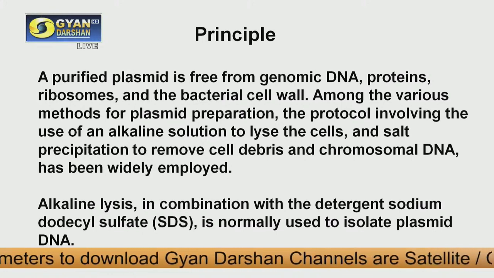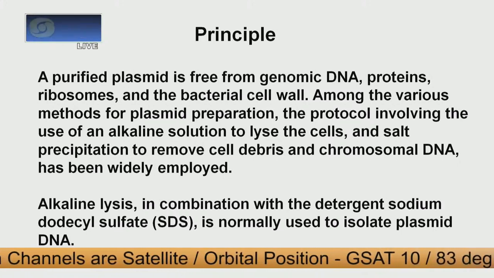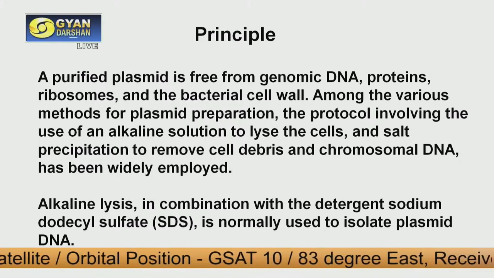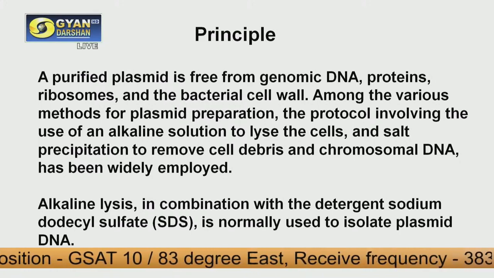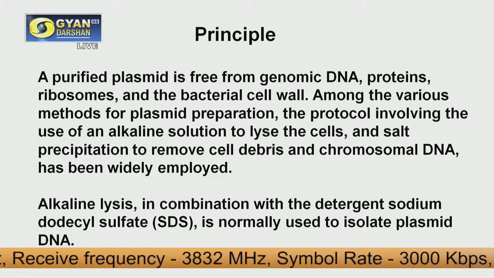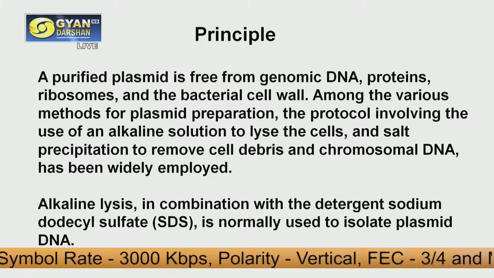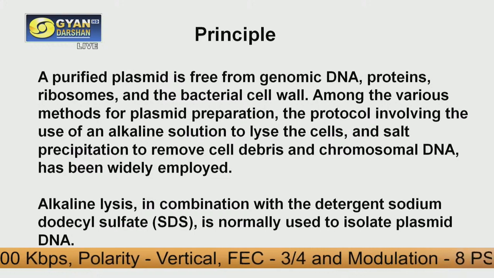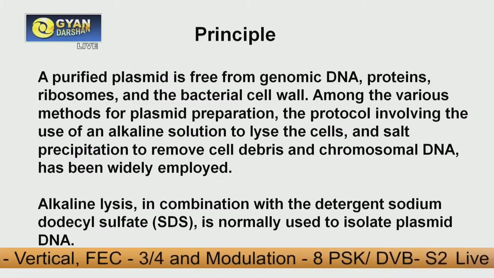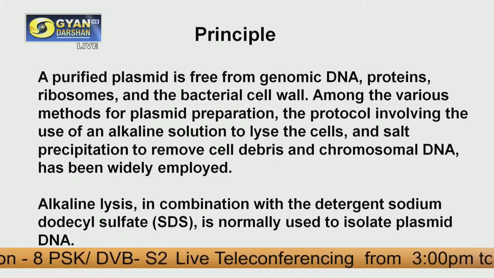Now, there are several methods for plasmid isolation, of which the most important method commonly followed in the laboratory is the alkaline lysis method, where we also use a detergent called sodium dodecyl sulfate. So that is the alkaline lysis method of plasmid isolation. What is the principle? Alkaline lysis in combination with detergent, that is sodium dodecyl sulfate, is used to isolate the plasmid DNA. That is the name of the technique you use for plasmid isolation.